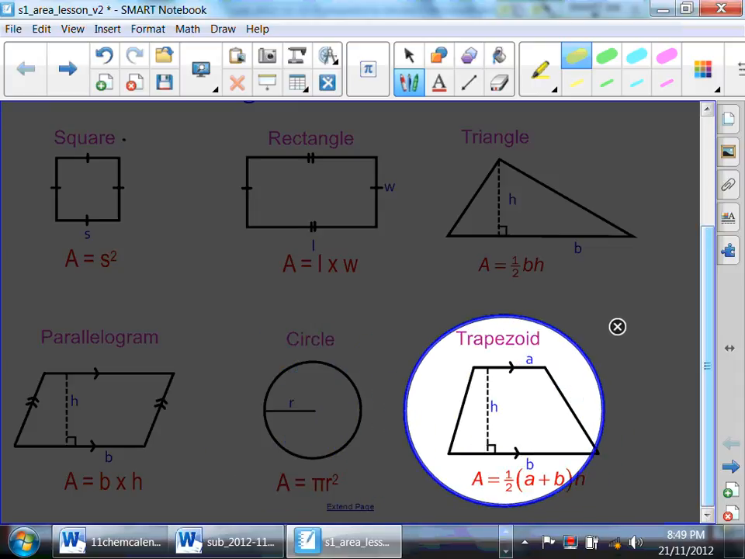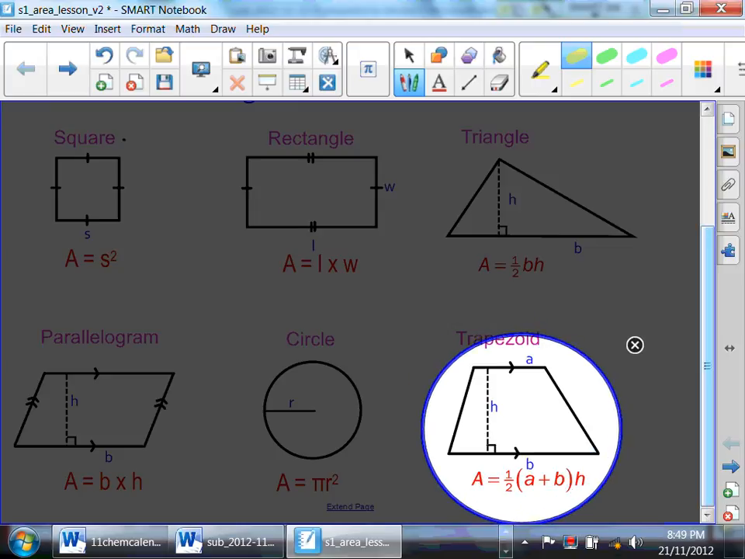Last but not least, we have a trapezoid. A trapezoid is a four-sided object in which there are two parallel sides, and then those two sides are joined to give us four sides. There's a base, there's a height, and then there's an A. Now A is the side that's parallel to the base. So to find the area of a trapezoid, you figure out what A plus B is, take half of that or divide it by 2, and then multiply it by the height. And that's how you find the area of a trapezoid.